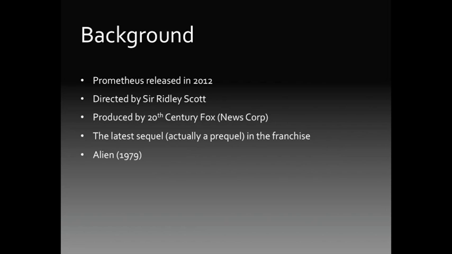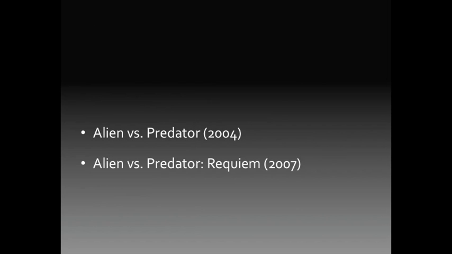That franchise includes Alien from 1979, Aliens in 86, Alien 3 in 1992, and Alien Resurrection in 1997. So this is a very well established franchise of films. We've also got the crossover films, Alien vs Predator and Alien vs Predator Requiem. Okay, let's have a look at the trailer.